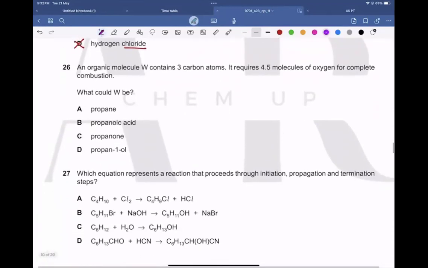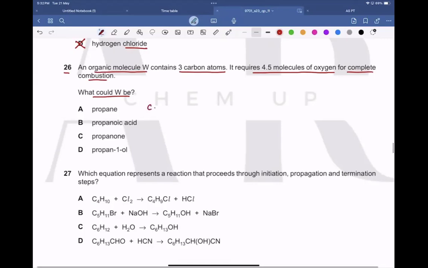Okay, now question number 26. An organic molecule W contains 3 carbon atoms. It requires 4.5 molecules of oxygen for complete combustion. What could W be? Okay, so W has 3 carbon atoms, and on combustion it needs 4.5 oxygen.